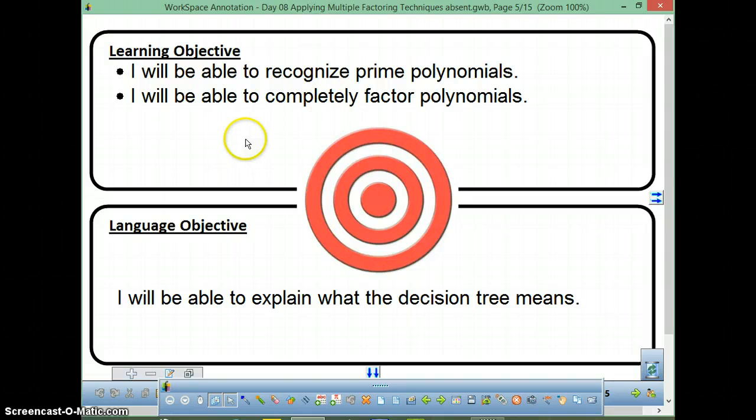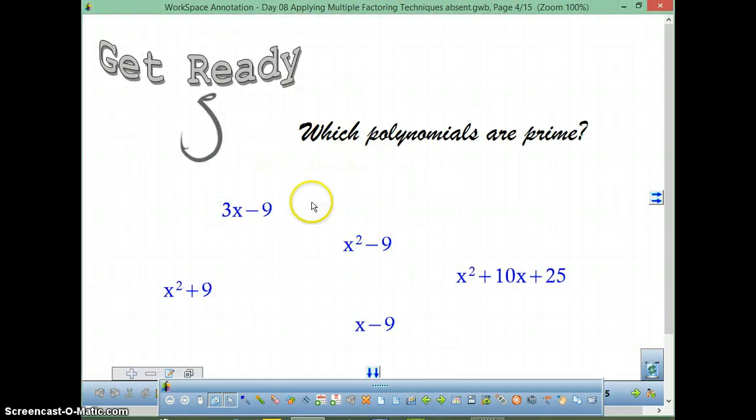You have two objectives today. One, you need to be able to recognize polynomials which are prime. Number two, you need to be able to factor polynomials completely. And we will talk about exactly what completely means. Let's go back to this page.